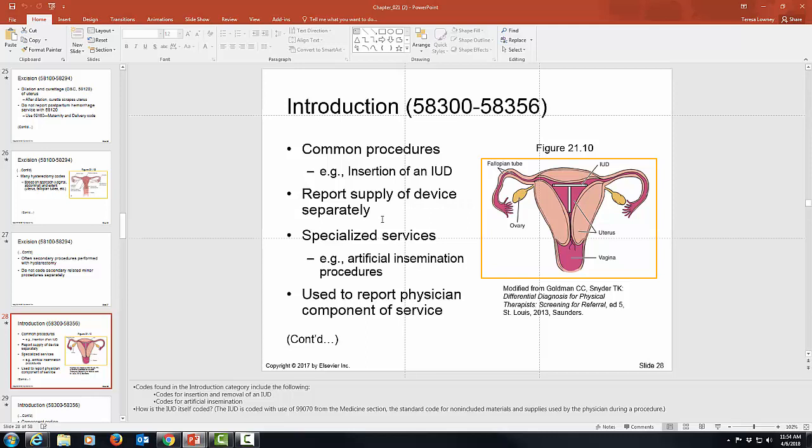You have specialized services here, for example, artificial insemination procedures. And these codes are used to report the physician component of the service. So artificial insemination, in vitro, there's different ways to do it. There's also a procedure to test the patency of the fallopian tubes or to open a blocked tube. So you need to make sure that you're reading all of those things too. So the IUD itself is listed with the 99070 again, or the HCPCS code.